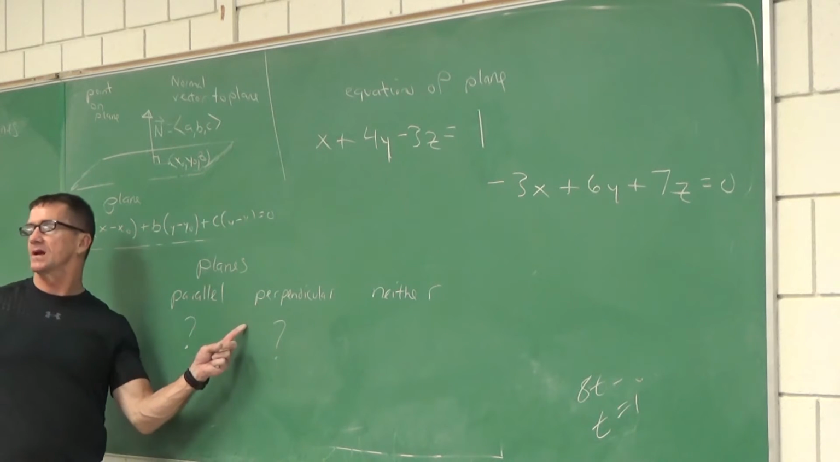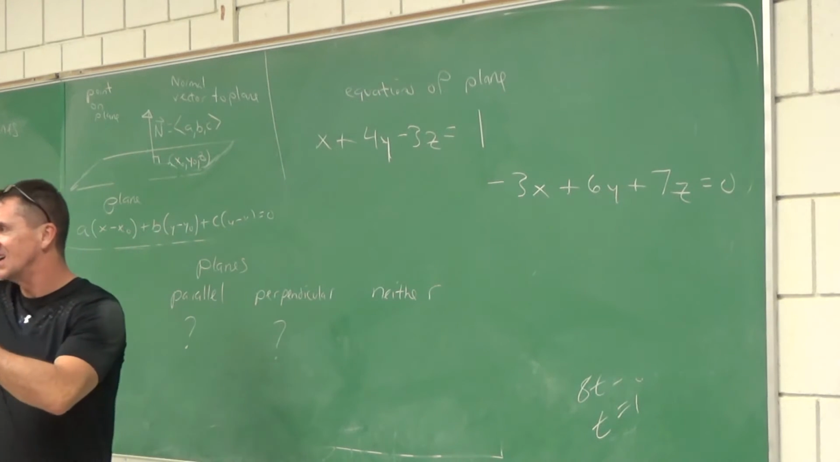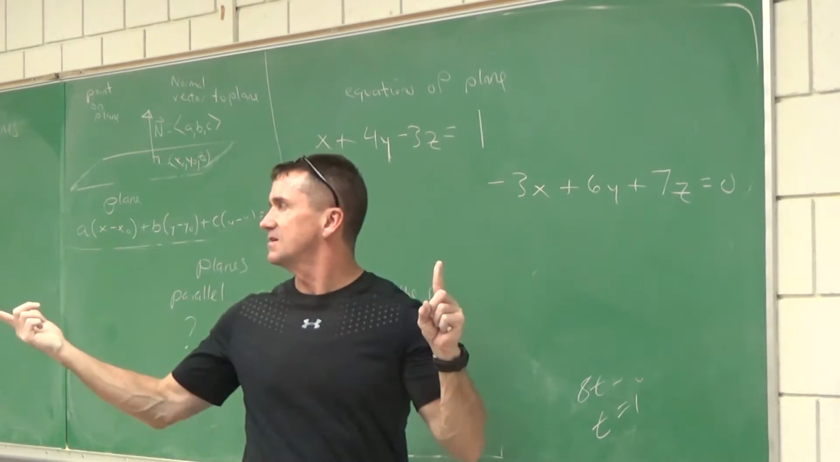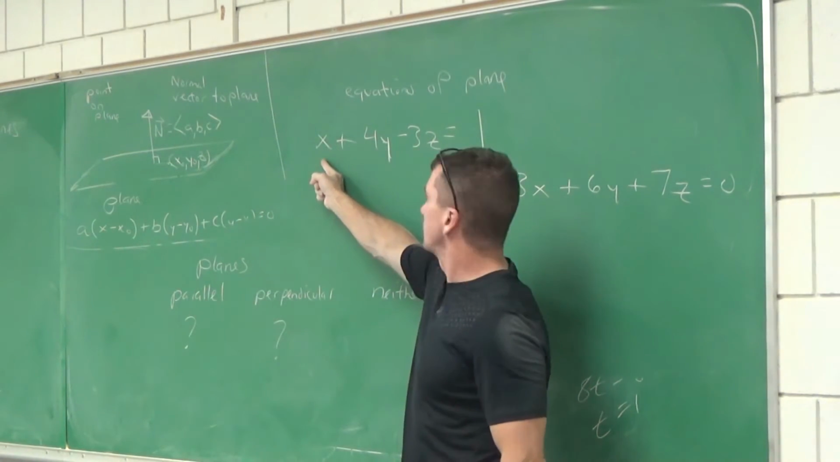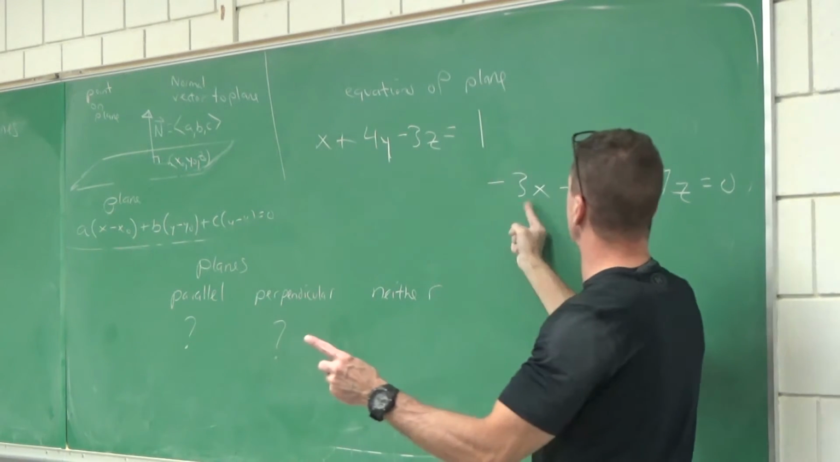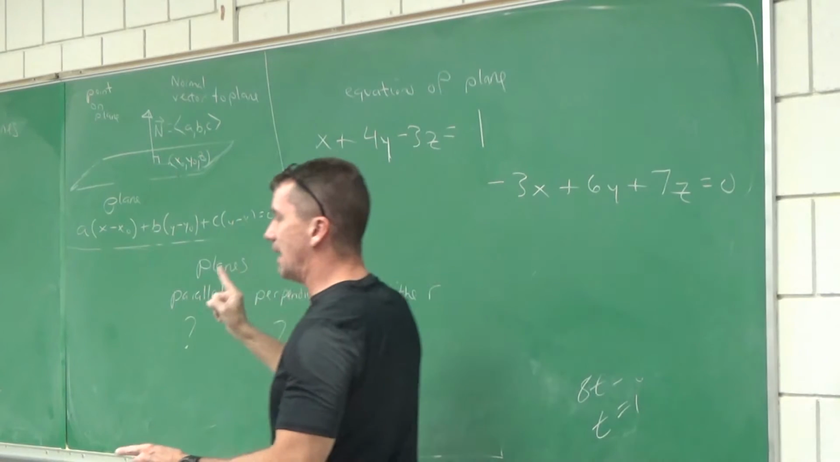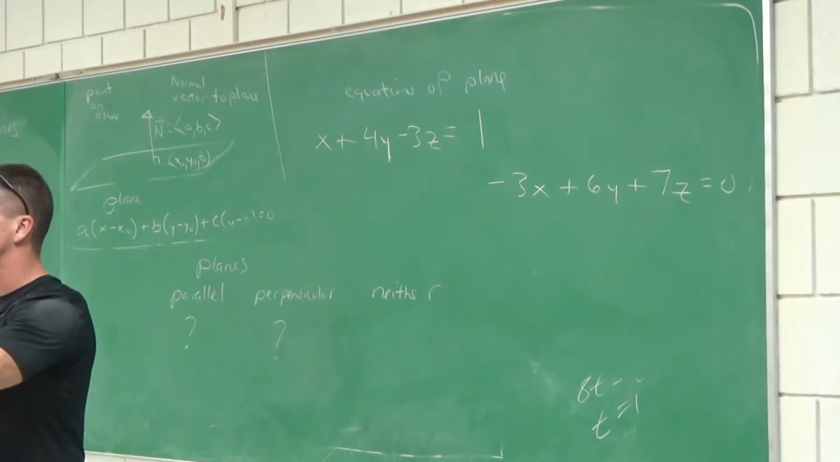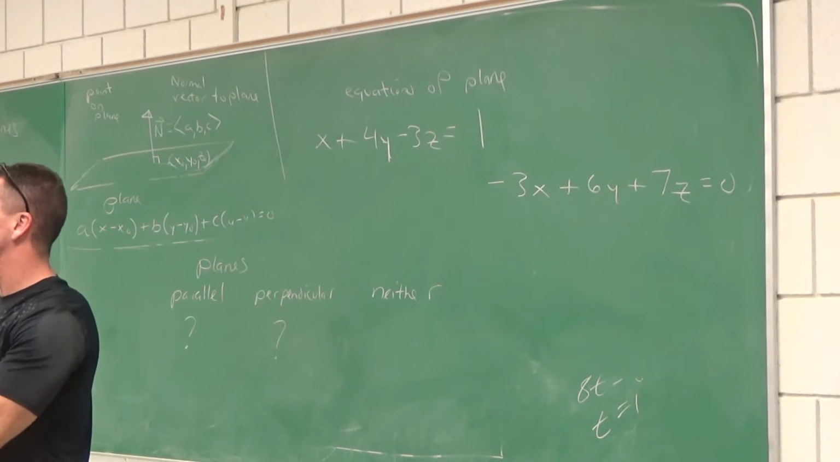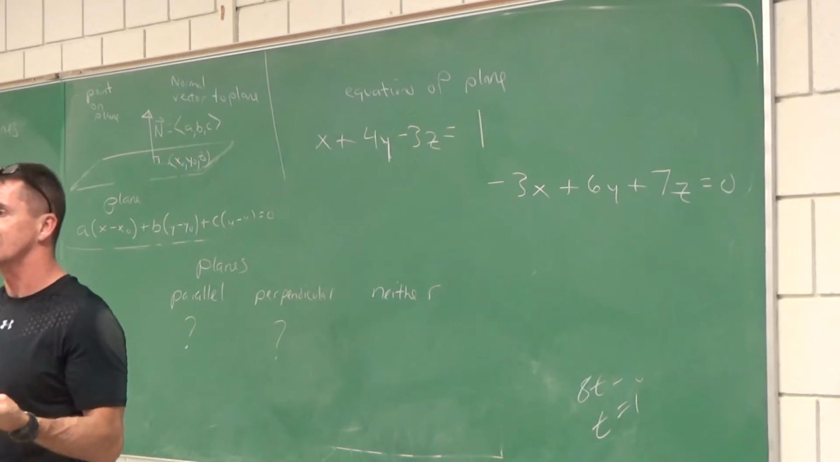I'll start with perpendicular. What do you think? Where are the normal vectors hidden in these planes? The coefficients. What's the normal vector of this plane? 1, 4, -3. What's the normal vector of this plane? -3, 6, 7. What would have to happen for those two planes to be perpendicular? You dot them, what would you get? 0. Does everyone agree?